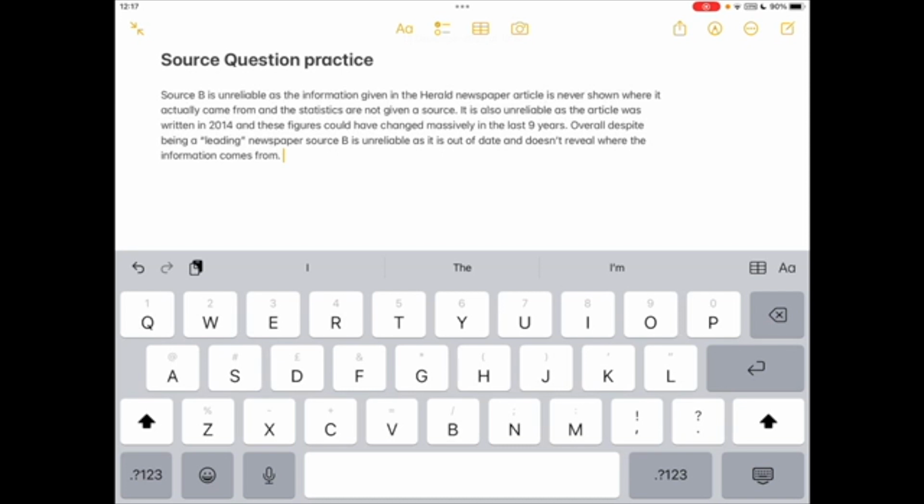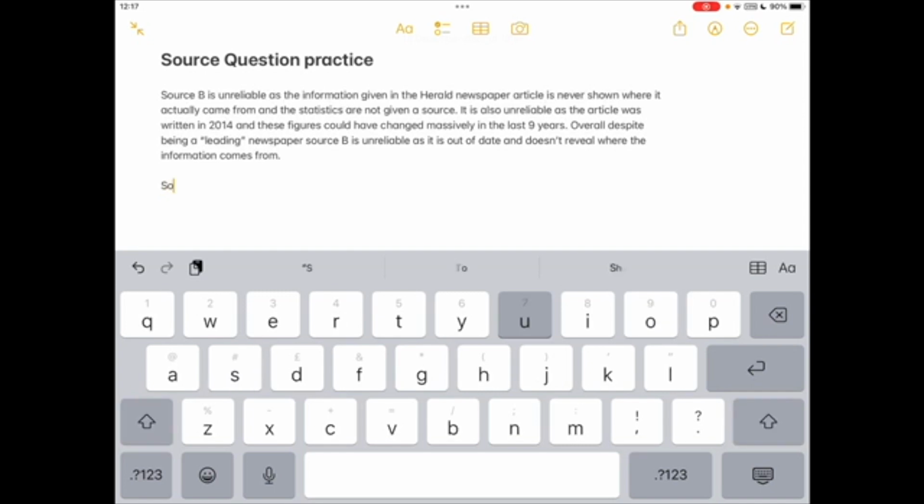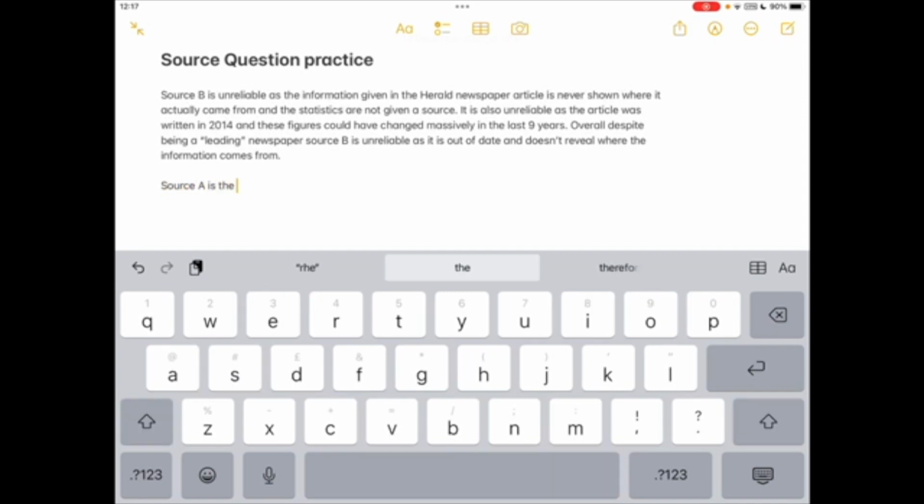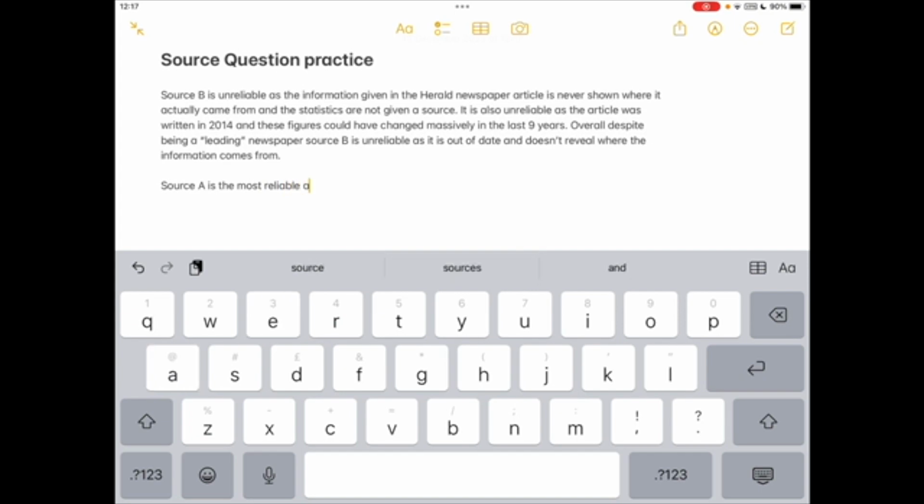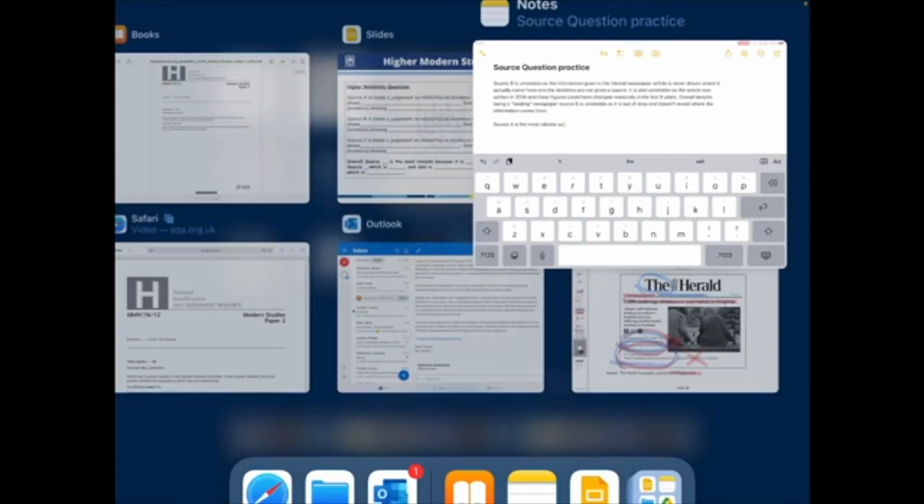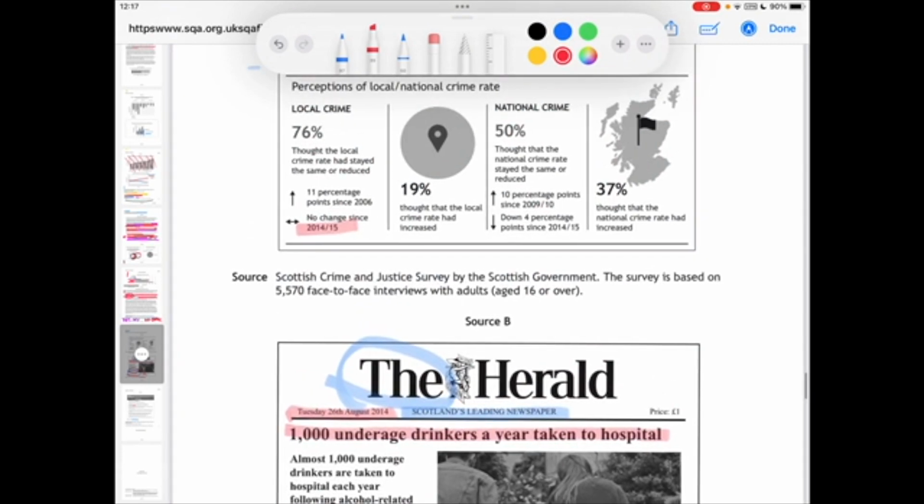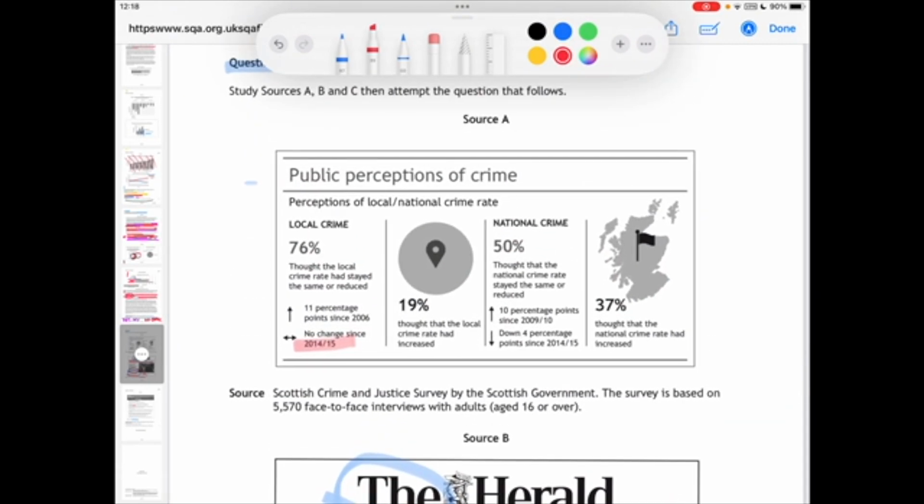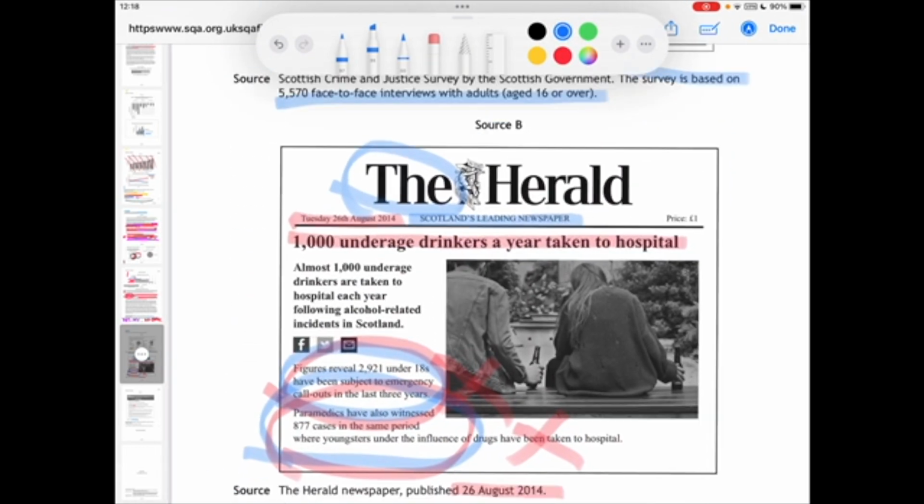Okay, the harder bit for reliability is when we get to the end, where we have to choose to do our comparison. So in this case we know Source B is unreliable. Say I was comparing Source A. Source A is the most reliable as, and if we go back to the question, we can see where the information in Source A comes from. The survey is based on these interviews. So Source A is more reliable than Source B as it makes it clear the information comes from interviews.